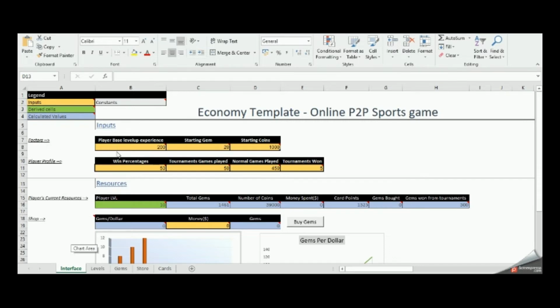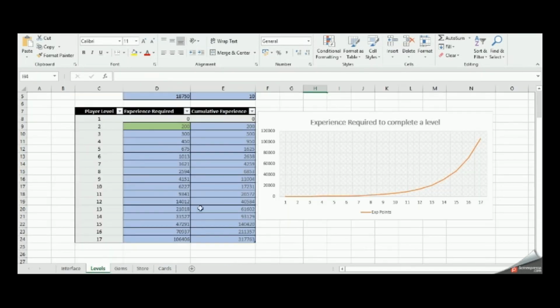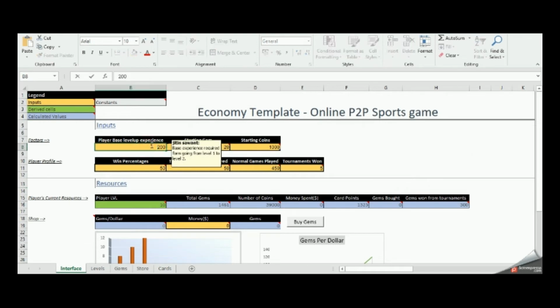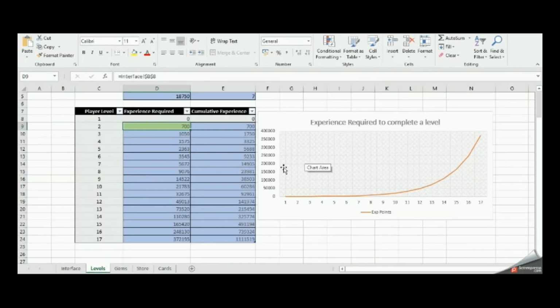Some of the factors which we are giving here is the base level up experience, like how much experience initially a player is to be given, based on which we can divide the level curve increases or decreases. As you can see, this is an input taken from here. If I go ahead and change this to 700, as you can see, this just changed, and the number of experience required actually increased.